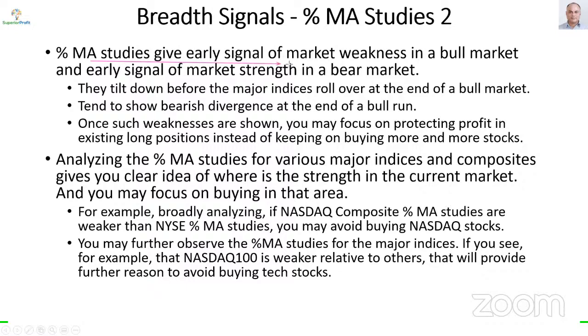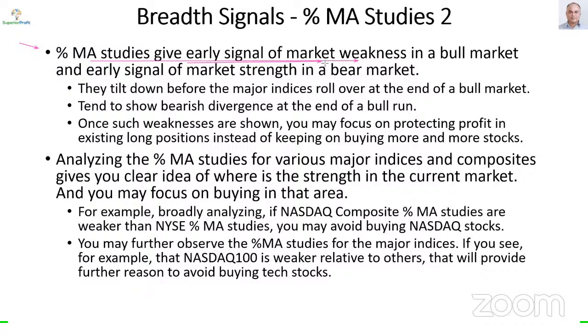Percentage MA studies give early signal of market weakness in a bull market. Market ETF or future may still be holding up, but individual stocks, less known weak fundamental stocks will start to come down before the overall market indices come down. Why? Again, market indices are heavily weighted, influenced by market cap. And very large market cap stocks tend to be stronger. There are many weaker stocks. They will start to come down, and that will result in percentage MA studies tilting down. That's why they are able to give early signal.